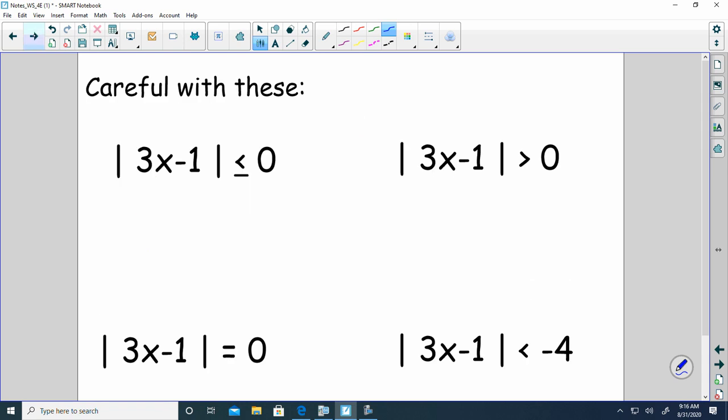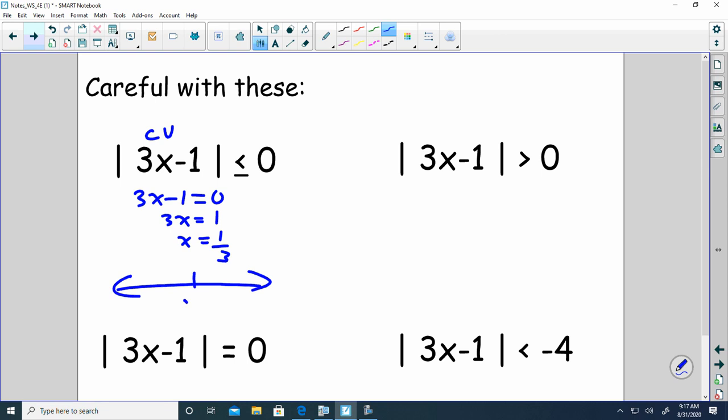Okay, let's be careful with these. So now we have the equal sign there, which is fine. So my critical value here is, I'm going to go 3x minus 1 is equal to 0. 3x is equal to 1, so x equals 1/3. If I did this on a number line, I'd have 1/3 right here, somewhere in the middle. And if I would go ahead and solve this, this is what's kind of weird.